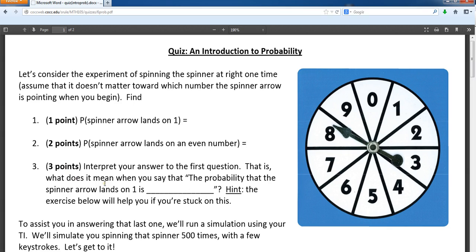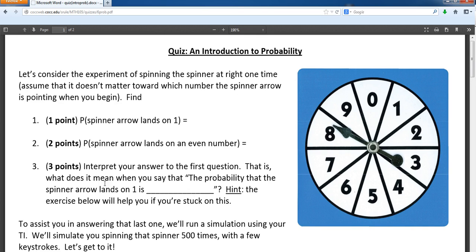This is the part that I think screws people up sometimes. What does it mean to say the probability that the spinner arrow lands on 1 is 10%? I was looking for this answer. You can write it a bunch of different ways, but here's what you have to get across. Over repeated trials, you are going to land on the 1 space 10% of the time, on average. Okay, you have to have that in some way in your answer.